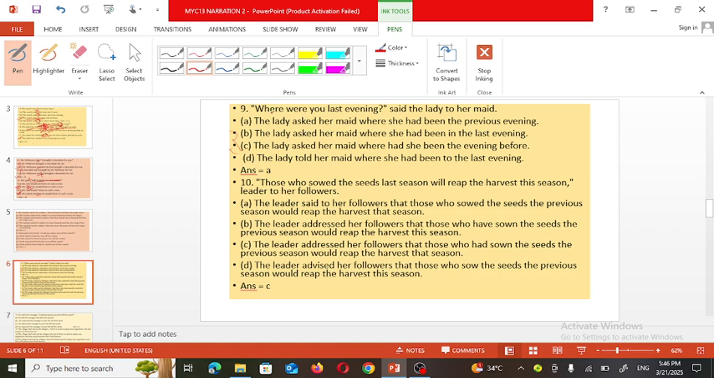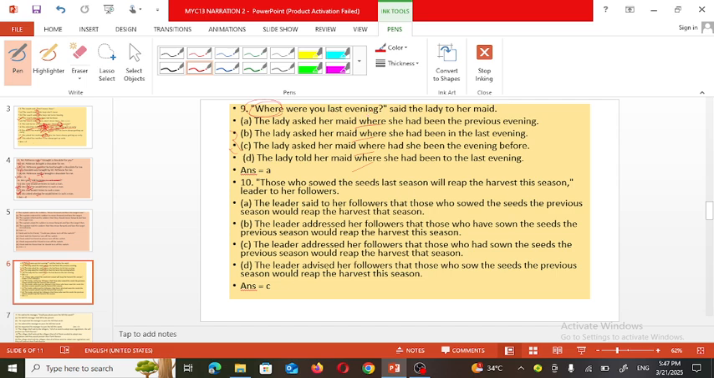Now continue with the dialogue. Where were you last evening? This question, if we want to change, since a WH type question is given, the same word we have to use as a conjunction. So where is given. Okay. After that, where you last evening?